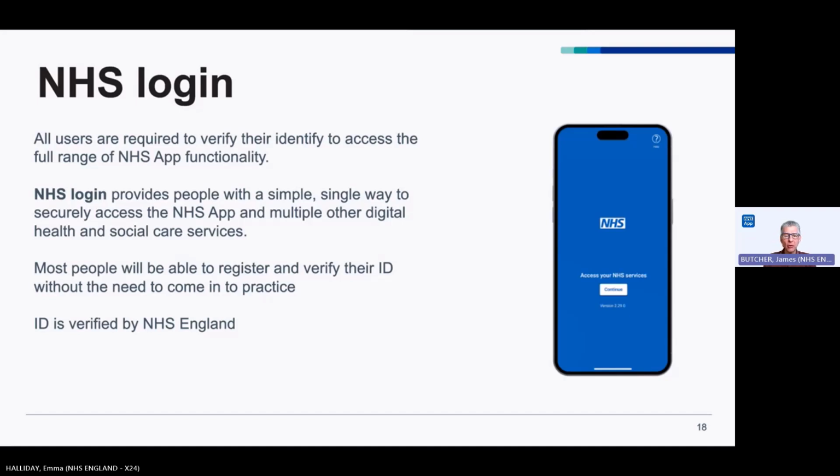NHS login. We talk about the NHS app, the NHS website, NHS UK a lot, but login is our unique identification process that we have to not only prove identity for the NHS app, but actually for another, I think there's 60 or 70 third-party providers at the present time who use the login identification route for their own functionality.